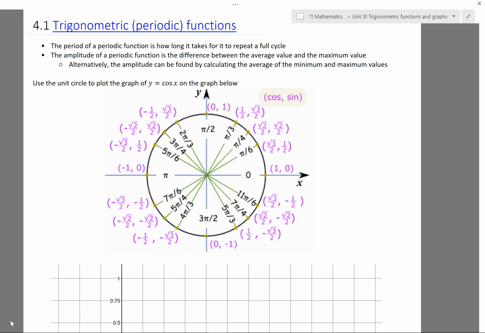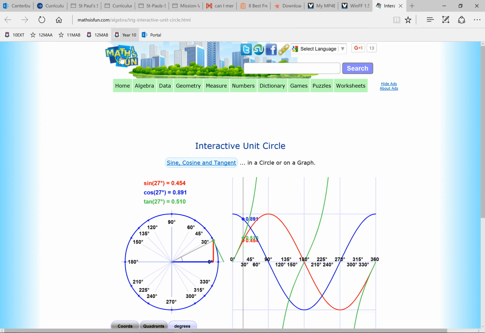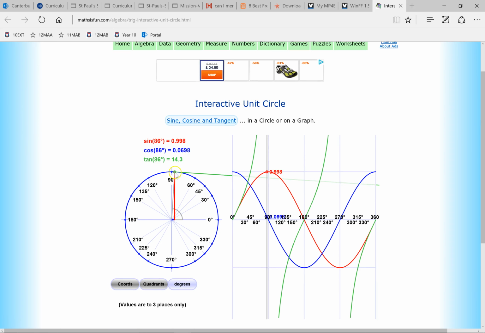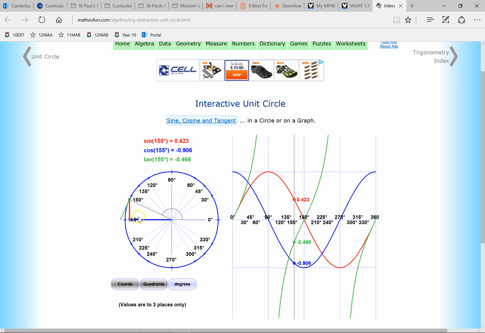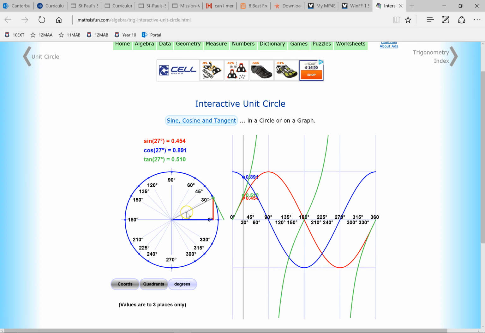In this lesson, we're going to look at the graphs of a few trigonometric functions, mainly periodic ones. We can just have a look at this link first to see where we're going. So this is what these three graphs are going to look like. You can play around with this app to see how we get to those three graphs.